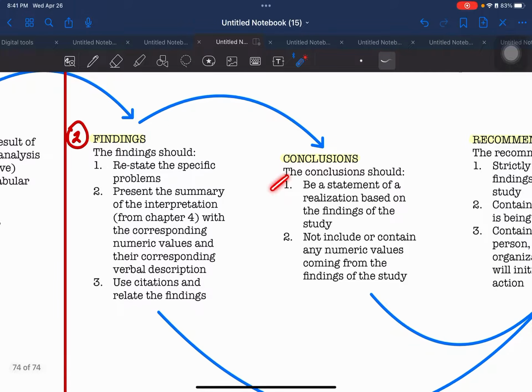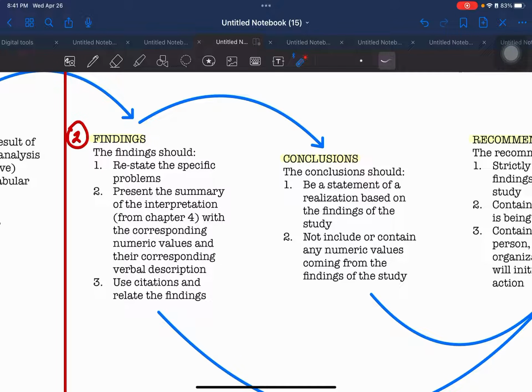Number 1, the conclusion is a statement of realization based on the findings of the study. It is a realization. It's a statement presenting what you believe in based on the findings of your study. So example of a realization is that blended learning is not that effective in public schools. That's already a statement. That is a conclusion.